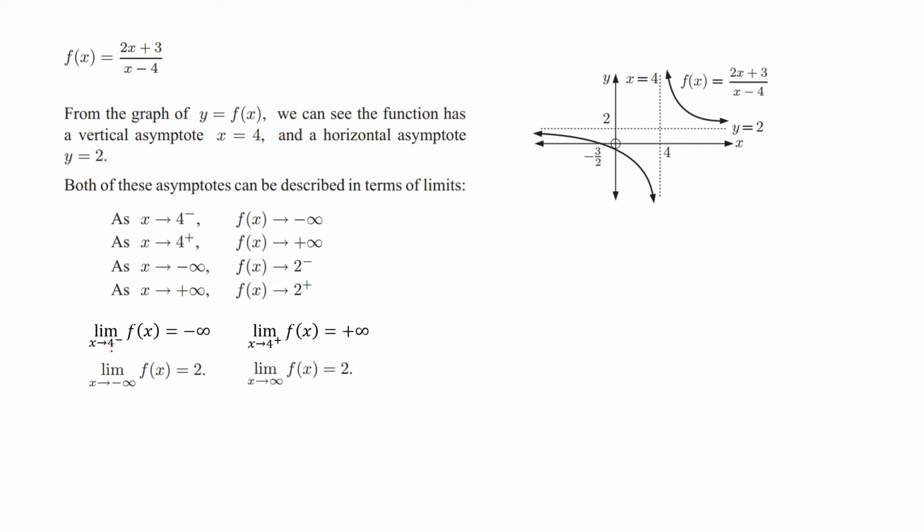We have the limit as x approaches 4 negative of f(x) equal to negative infinity, and the limit as x approaches 4 positive of f(x) equal to positive infinity, and the limit as x approaches negative infinity of f(x) equal to 2, and the limit as x approaches positive infinity of f(x) equal to 2.